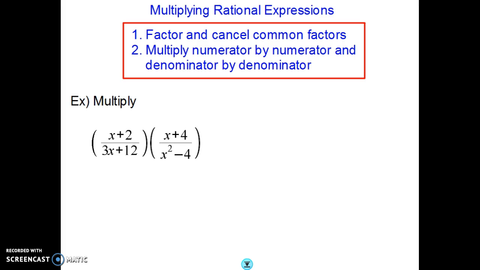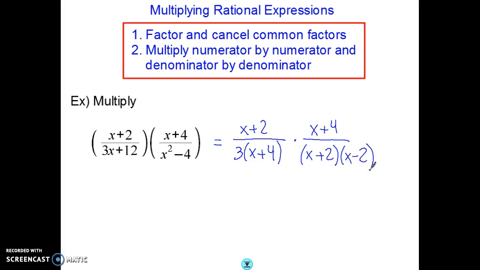Our numerator in the first term does not factor at all. Our numerator in the second term does not factor at all. 3 times x plus 12 we actually can factor. That can factor to 3 times x plus 4 if we factor out a GCF. So now we're here. And then we can also factor this other denominator. If you recognize this is the difference of two perfect squares, which means it will factor to x plus 2 times x minus 2.